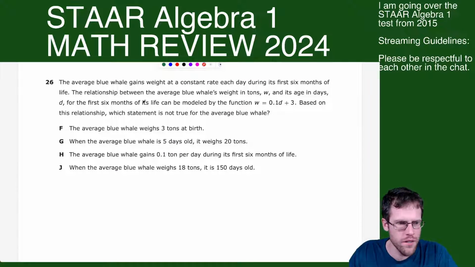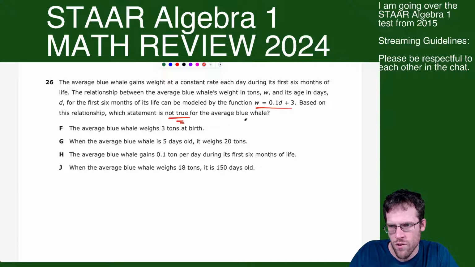All right, so going on here, we have the average blue whale gains weight at a constant rate each day during its first 6 months of life. The relationship between the average blue whale's weight in tons, W, and its age can be modeled by this linear function here. And based on this relationship, which statement is not true for the average blue whale? Okay, so the average blue whale weighs 3 tons at birth. So birth would be at D equals 0. At D equals 0, W would just be equal to 3. See, this would just cancel out and give us 3.